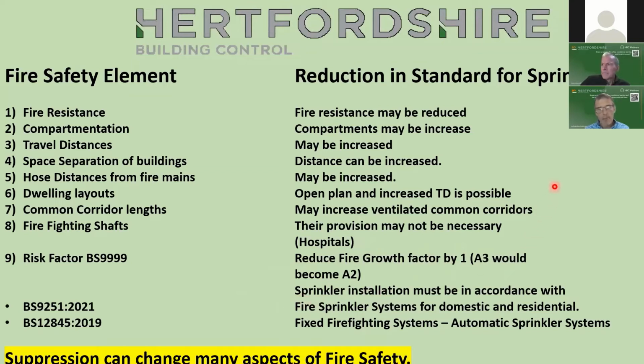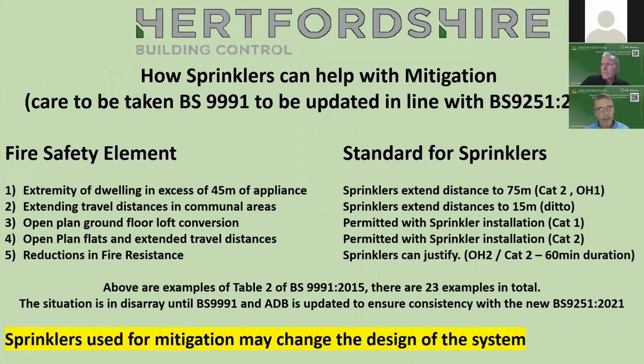But the sprinkler installation must be in accordance with the sprinkler systems for domestic and residential, which are these two. Must be in accordance with them to comply with that. This is in a little bit more detail. Extremity of the dwelling, if it's in excess of 45 meters from a firefighting appliance. If it's sprinkled, it can be extended up to 75, but it must be a category 2 or an OH1. So any old sprinkler system won't do. We'll talk a little bit about categories in a minute.